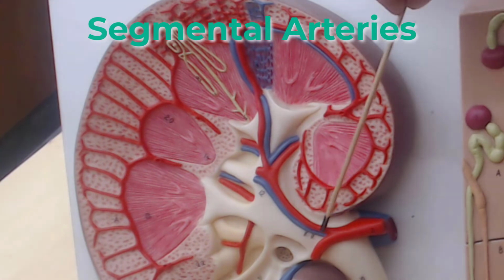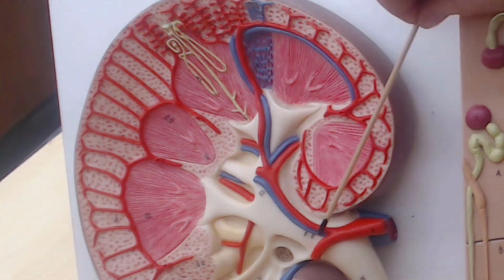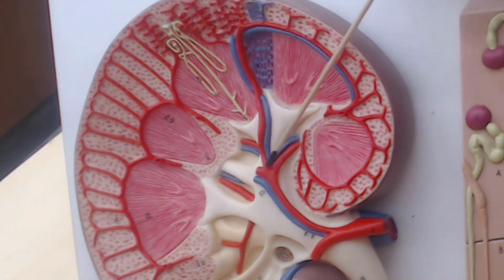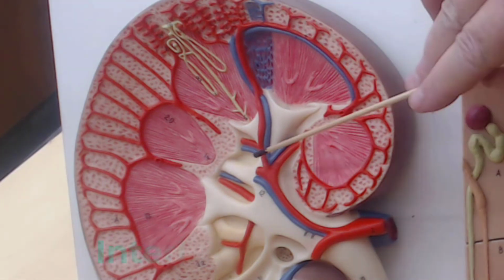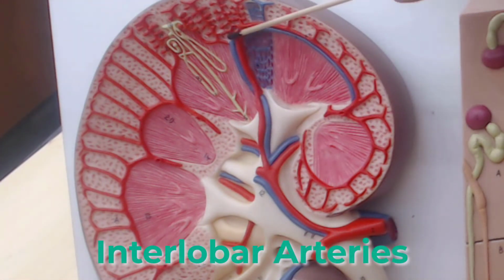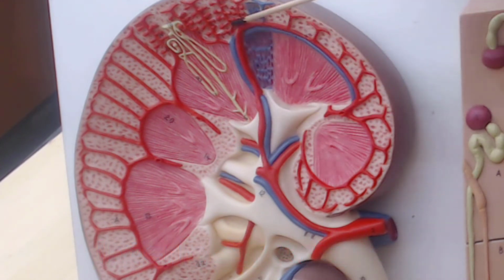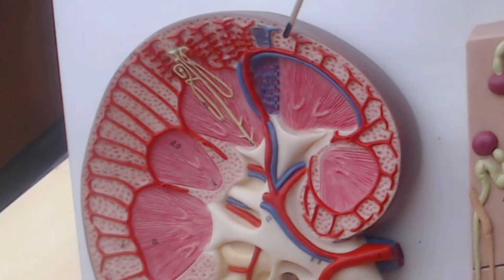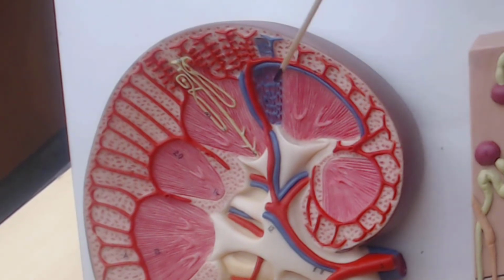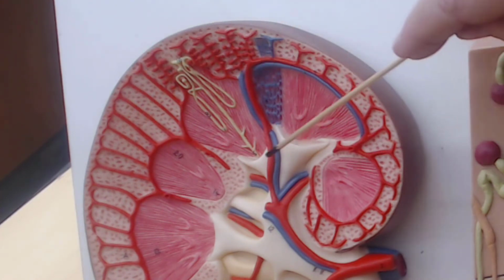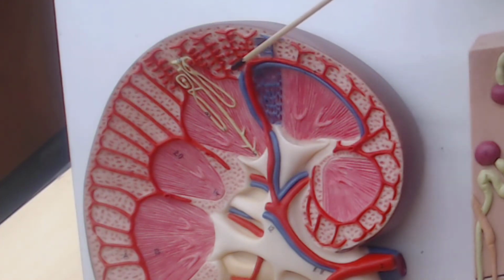The segmental arteries are going to bifurcate or split once again, forming an interlobar artery. And it's called an interlobar because one of the pyramids along with its cortex is considered a lobe. So that would be a lobe. This would be a lobe. So this is the interlobar artery.